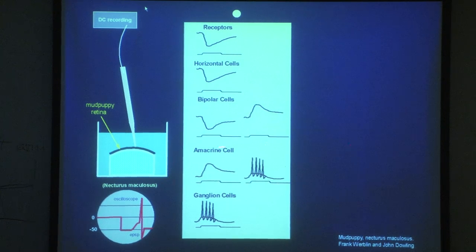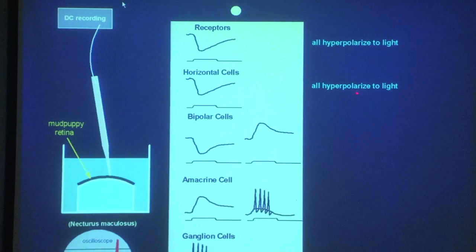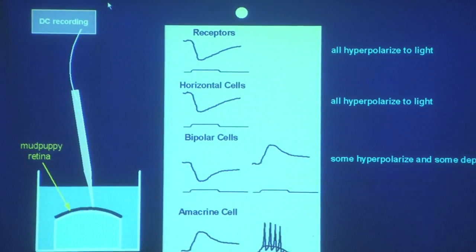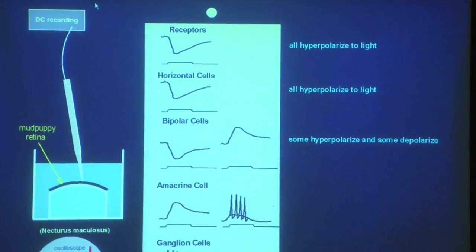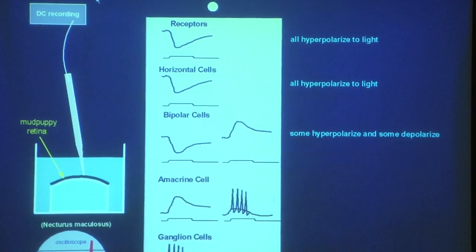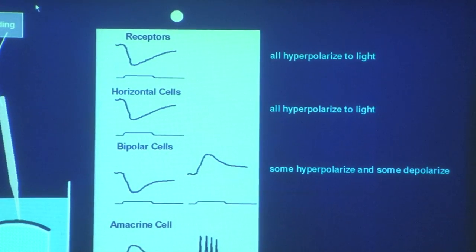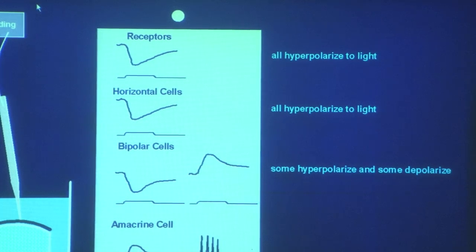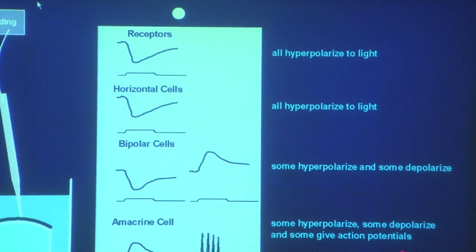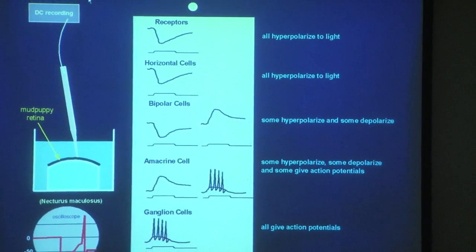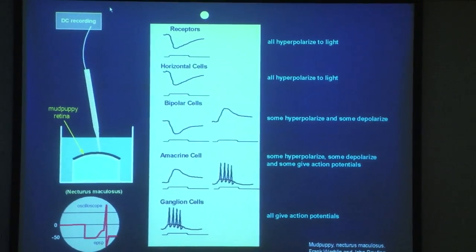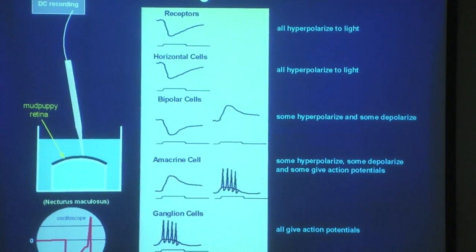Now, amacrine cells come in various types, and some give action potentials, and ganglion cells all give action potentials. So to go through this again, all receptors hyperpolarize to light, horizontal cells all hyperpolarize to light, about half of bipolar cells hyperpolarize and half depolarize. Now, this is accomplished, and I'll go into that in more detail later, by virtue of having different kinds of neurotransmitter receptor sites. I'll talk about that in a lot of detail when we talk about the on and off cells. And then we have the amacrine cells. Some hyperpolarize, some depolarize, and some give action potentials. And all ganglion cells give action potentials. So that is a major, major discovery, and not only major, but totally unexpected from what one would have thought.